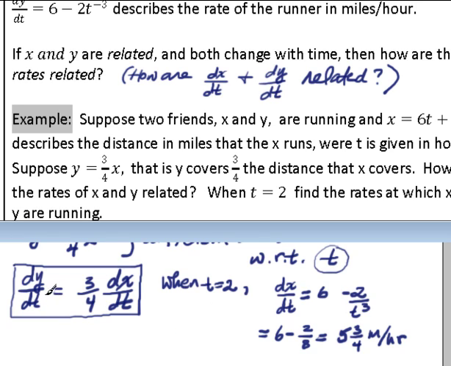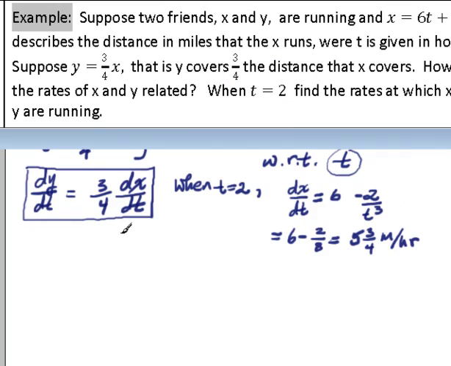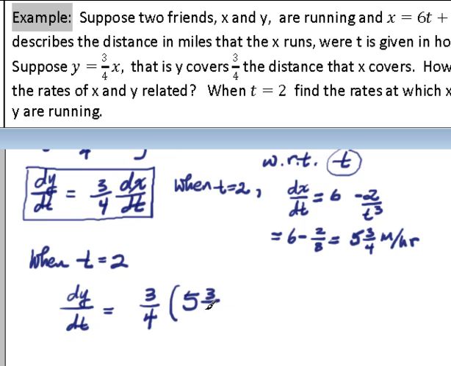And what about y? Well, y is 3/4 of dx dt. Sorry, dy dt is 3/4 dx dt, so all we have to do is say, well, when t equals 2, we know what dx dt is. Dy dt, we just figured that out, is 3/4 times, this is dx dt when t is equal to 2.